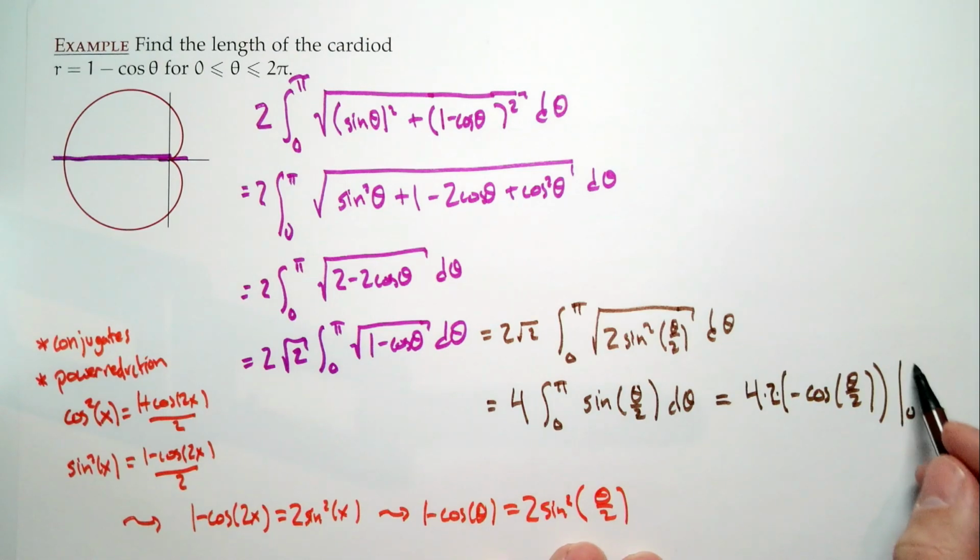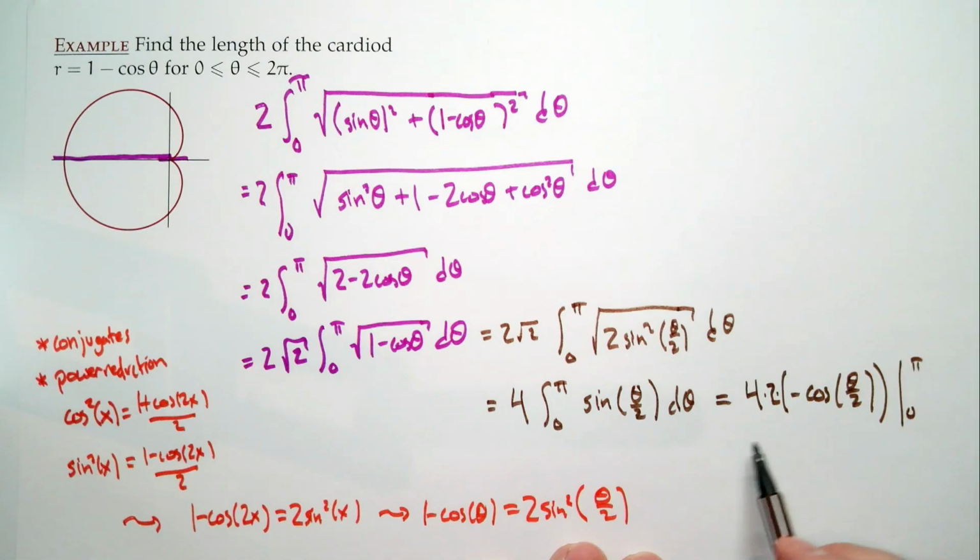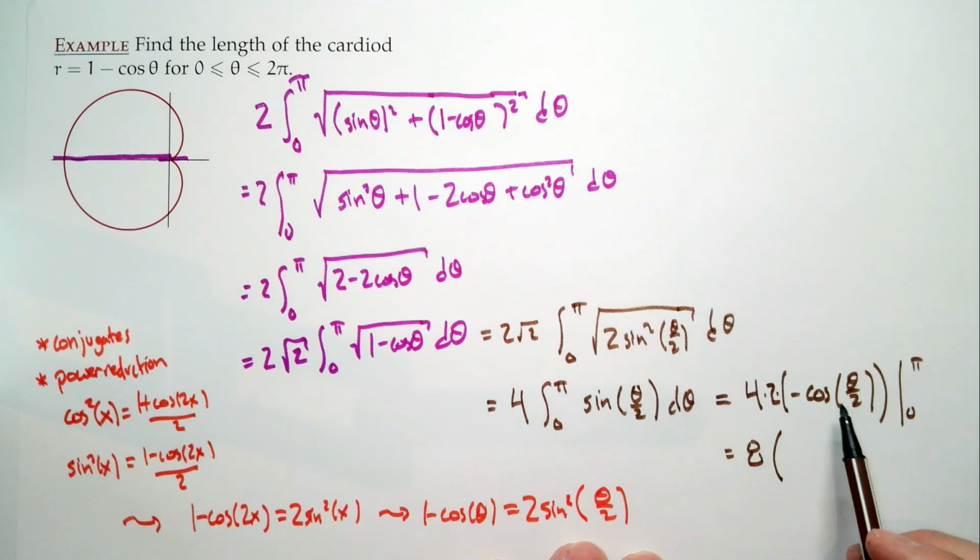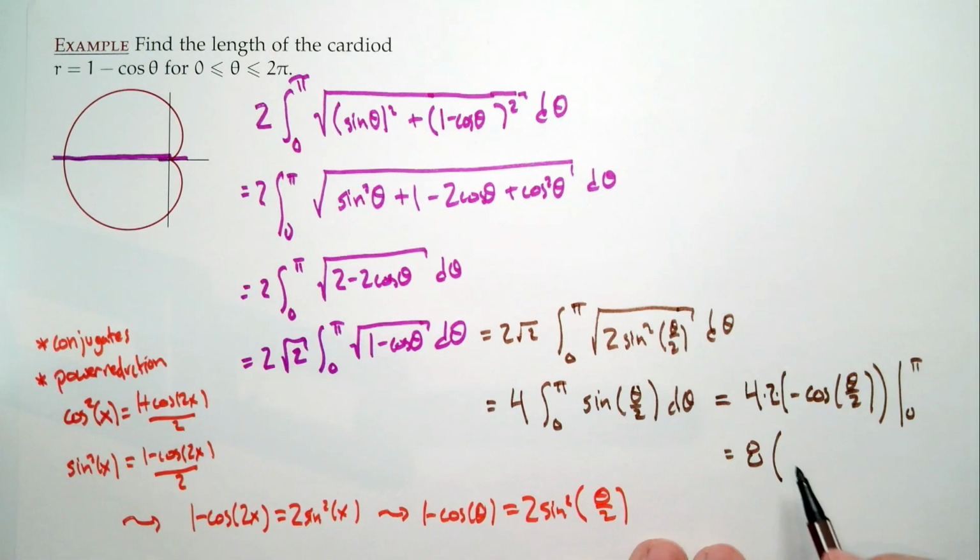And then we need to evaluate 0 to pi. So let's see, this is 8 times minus cosine of pi halves. Cosine of pi halves? 0. Minus cosine of 0. Yeah, so minus 1. Which says that our final answer is 8.